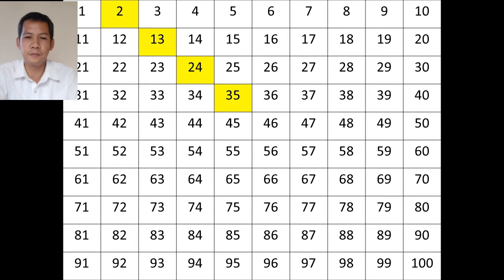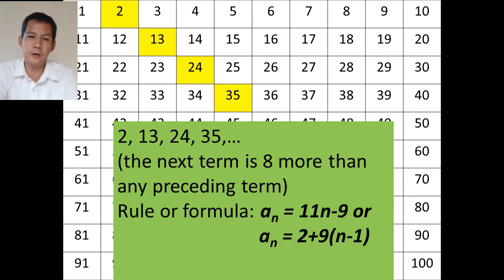What is the pattern? As you can see, the next term is 11 more than any preceding term. So to get the next term, just add 11 to the preceding term. The rule, we have a sub n equals 11n minus 9, or a sub n equals 2 plus 11 times the quantity n minus 1.